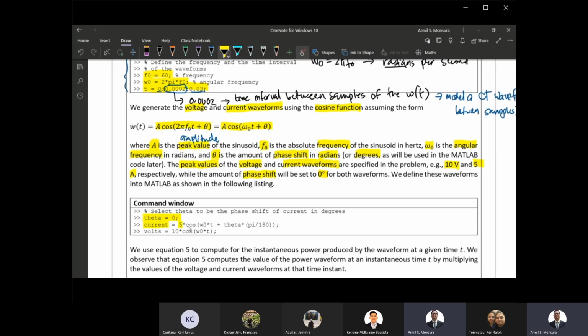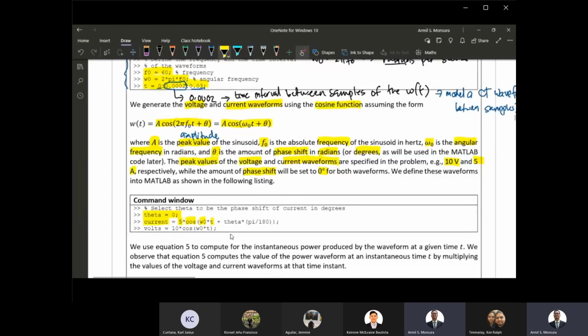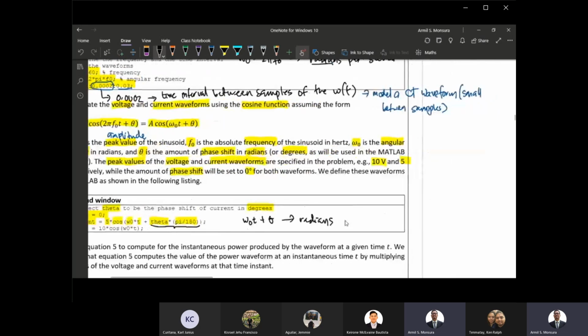So the current waveform is 5 times cosine of omega O, and again, omega O was defined earlier as 2 pi times f times t, plus theta times pi divided by 180. So again, if we define theta to be in degrees, once na ilagay natin siya dun sa loob, or once we introduce that phase shift inside the cosine function, it needs to be in radians, because yung omega O t plus theta, kailangan naka-radians kasi.